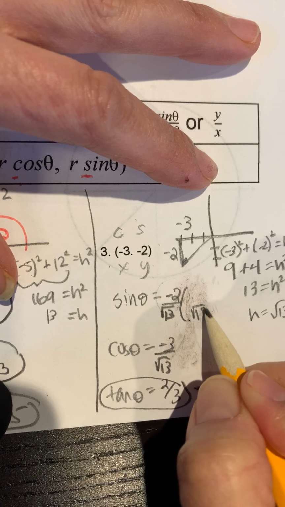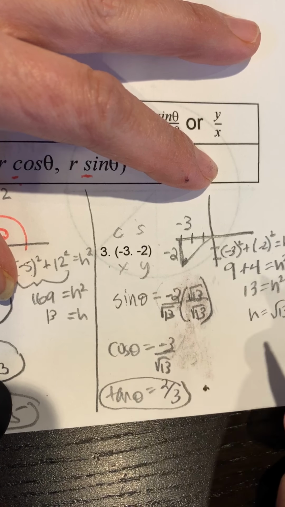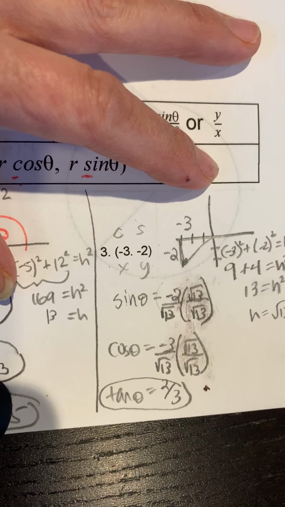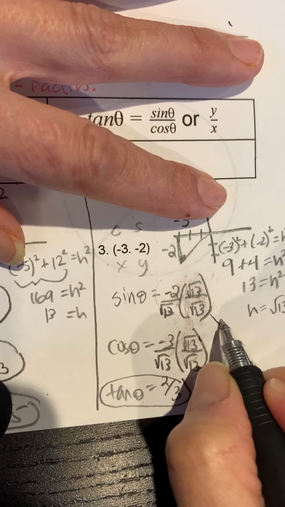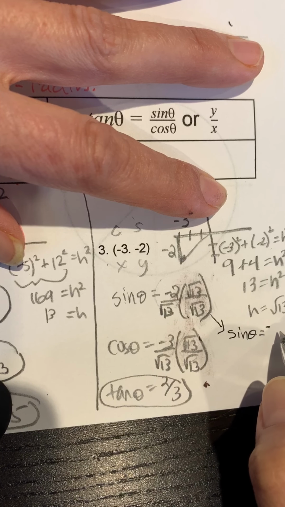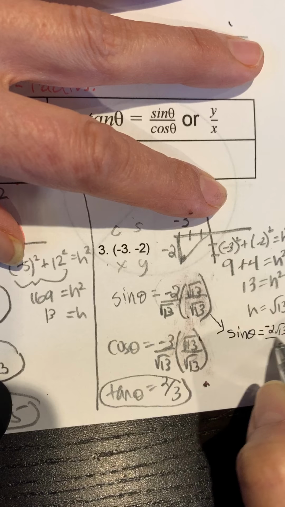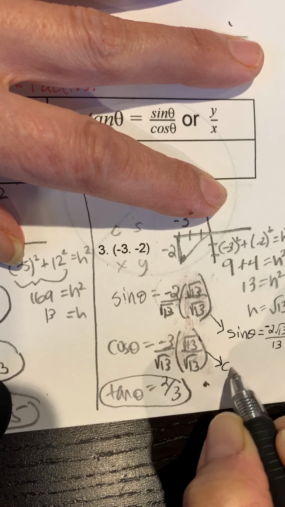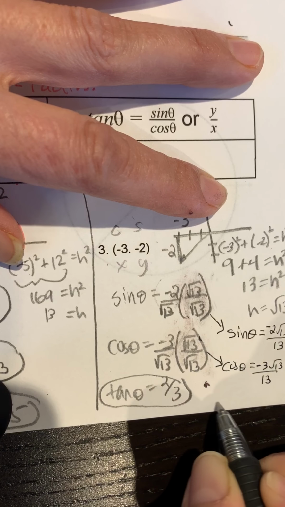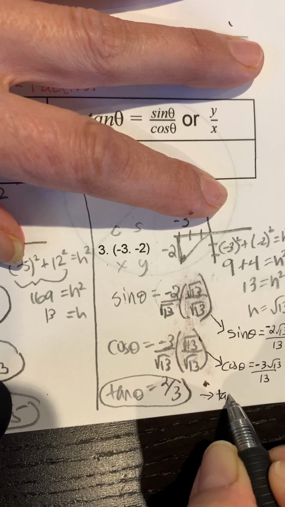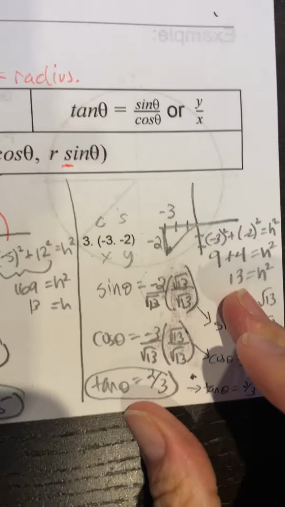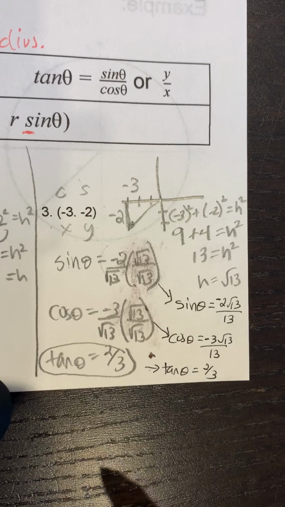So if I multiply top and bottom by rad 13, I will get this one to be sine theta is equal to -2 rad 13 over 13. Cosine theta is equal to -3 rad 13 over 13. And of course, just to make it complete, tan theta is 2 over 3. And there we go. That's them. I'll just leave it there for a second. Hopefully it's all clear.